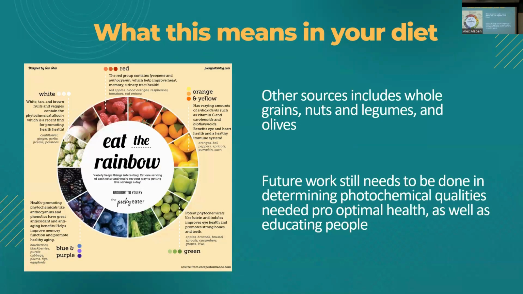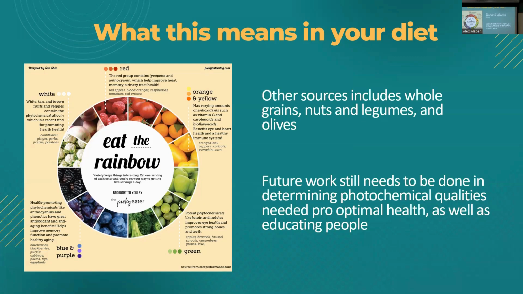So what this means for you in your diet is that there is definitely a connection between your metabolic health and your consumption of phytochemicals. Even though they hold no nutritional value, people should know about this, and they should definitely take it into consideration when they're thinking about their diet and their consumption. So this chart specifically talks about eating the rainbow, which is how you can identify some phytochemicals in fruits and vegetables by color. But there's also whole grains, nuts, and olives that can be eaten as well to obtain phytochemicals.